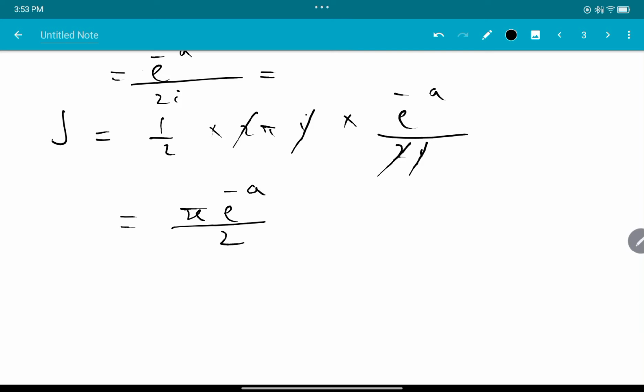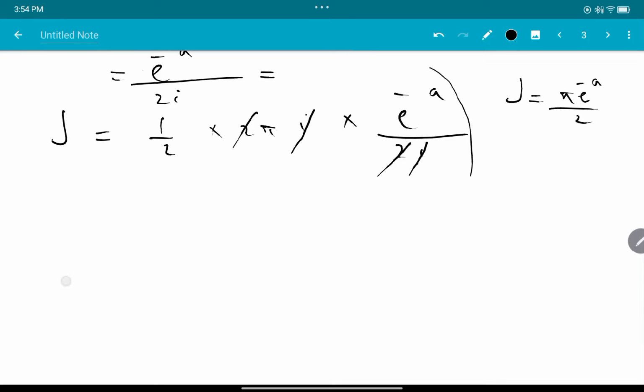Having found this j, I will keep it here because I will need it at the end. So it is pi e raised to minus a divided by 2. But I also know that j can be broken into two. So this integral, this is the loop, this is minus r to plus r, and this is CR.